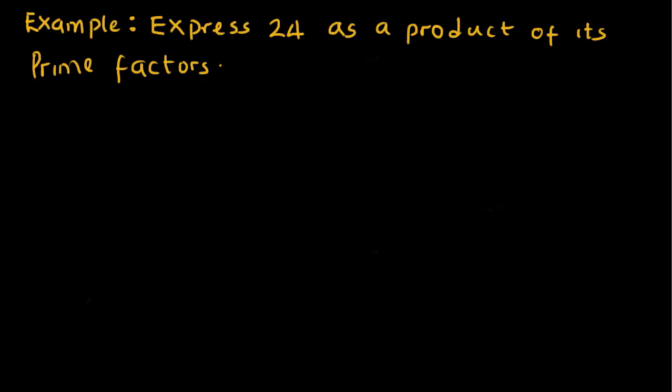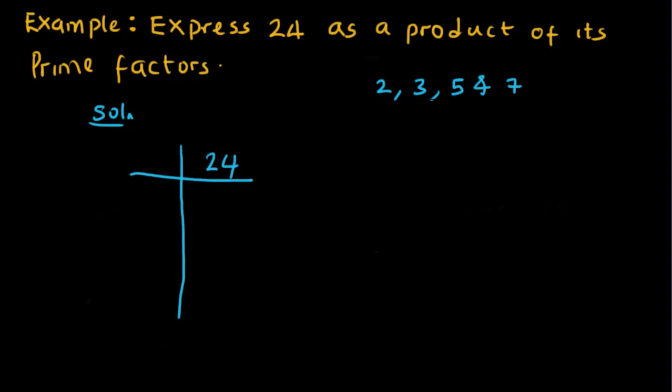We've got this question: express 24 as a product of its prime factors. Now let's solve this. Look carefully. This is what we are going to do. We are going to divide 24 by prime numbers. Remember, prime numbers between 1 and 10 are 2, 3, 5, and 7. So we try to divide 24 by these numbers. Do you understand? So let's go.